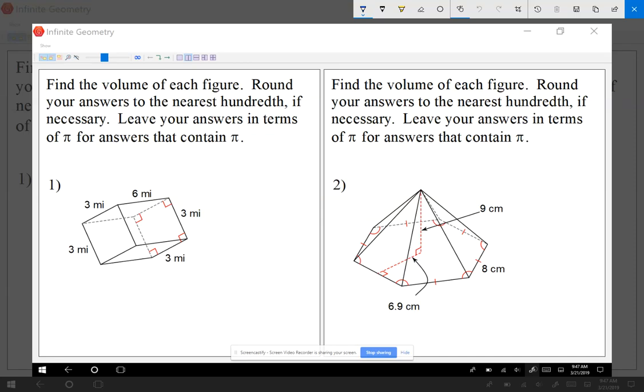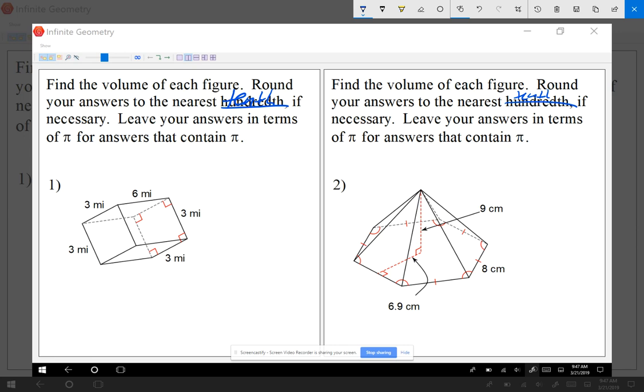All right, so looking at the first two things I have on the board, find the volume of each figure, rounded to the nearest... In the quizzes, I go for the nearest tenth. If necessary, leave your answer in terms of pi for answers that contain pi.